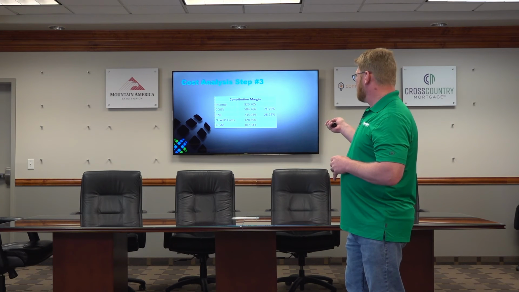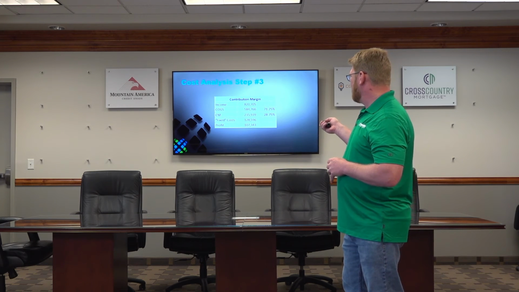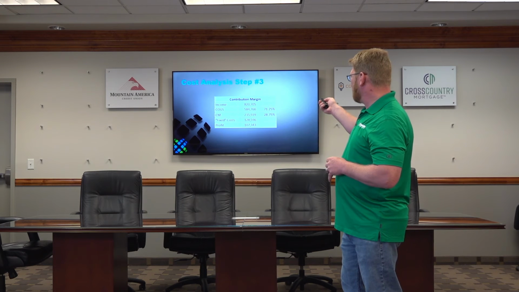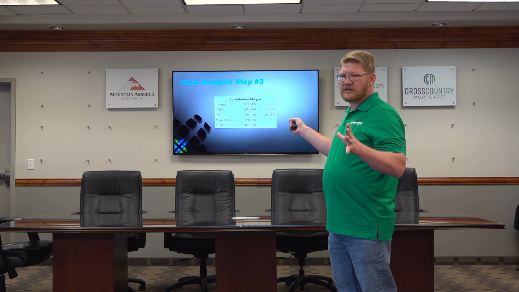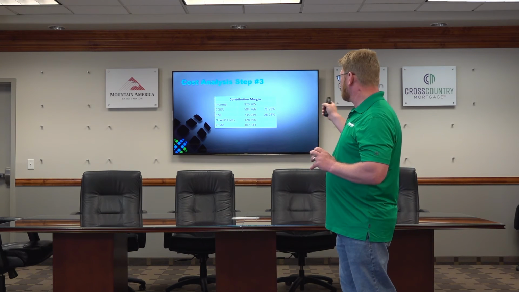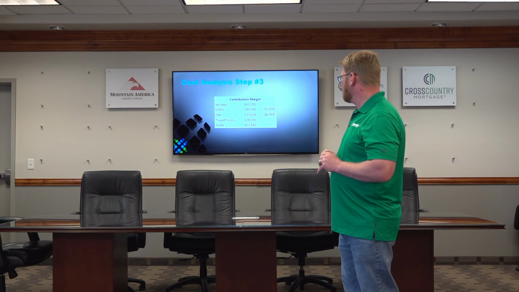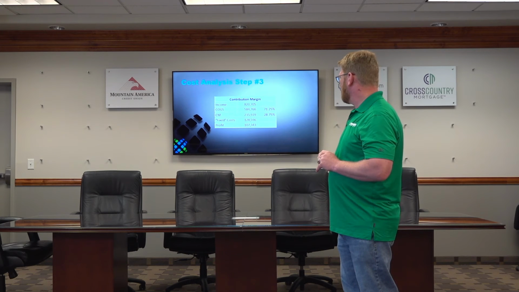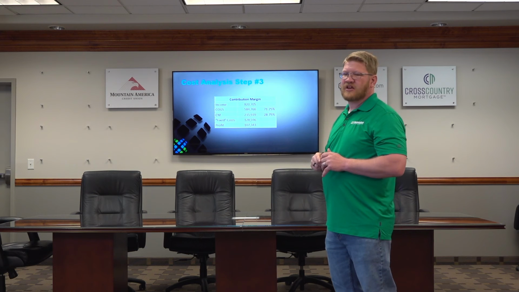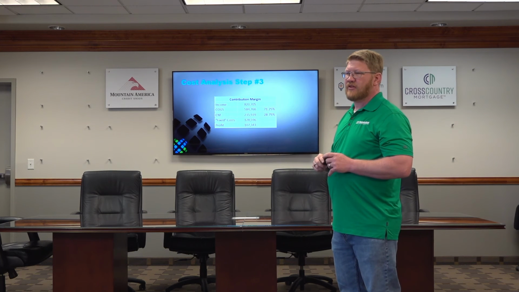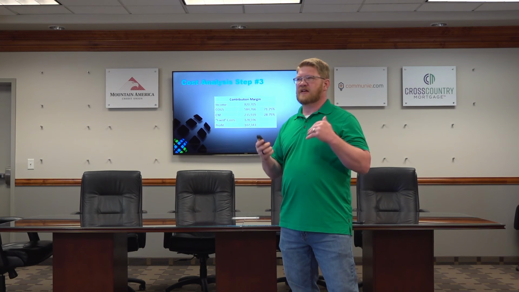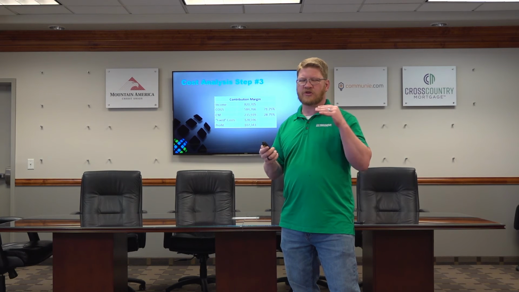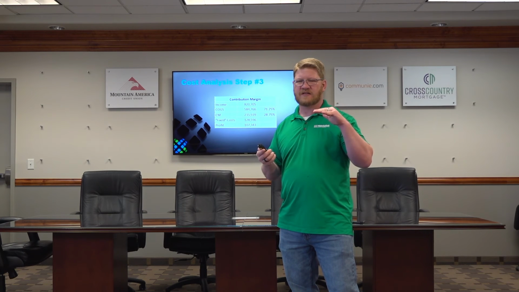Now the contribution margin we'll talk about in a second here, but we're going to take the total income for that time period that we're analyzing, and we're going to subtract the total cost of goods sold, and that gives us the contribution margin. Now the contribution margin is easiest to look at as how many cents of every dollar is going toward covering our fixed costs and our profit.